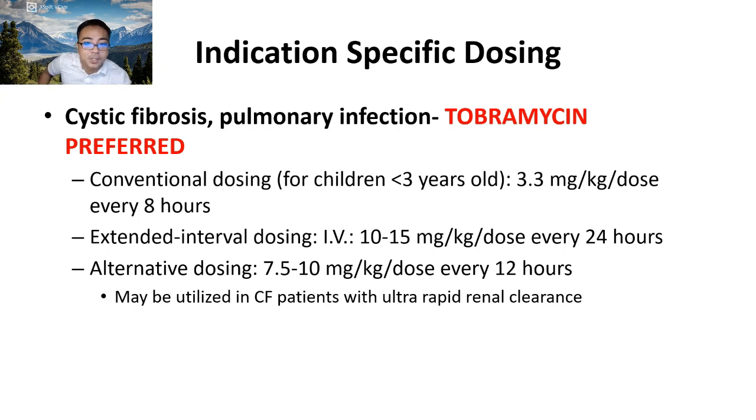Now, for cystic fibrosis or may pulmonary infection, normally class, if that's the case, tobramycin ang ibibigay natin sa patient natin. So, conventional dosing, okay, for children less than 3 years old is 3.3 milligrams per kilogram every 8 hours. Kung mag-extended interval tayo, say for example, may problem ng kidneys ng patient natin, okay, pero usually, pag may cystic fibrosis, ito na yung gagamitin natin. Extended interval. Okay, 10 to 15 milligrams per kilogram for every 24 hours. And alternative dosing would be 7.5 to 10 every 12 hours naman. May be utilized in patients with cystic fibrosis with ultra-rapid renal clearance. Ito yung masyadong mataas yung kanilang nag-hyperfiltration sila.